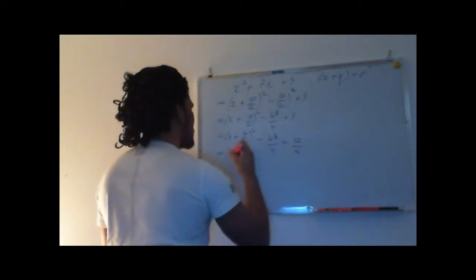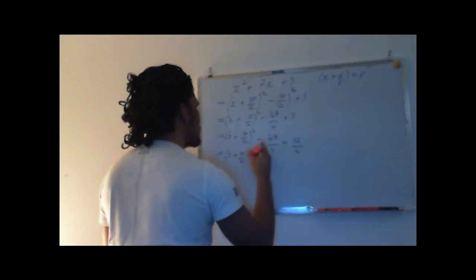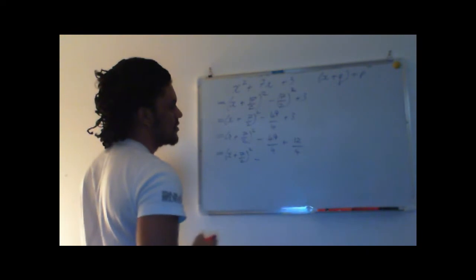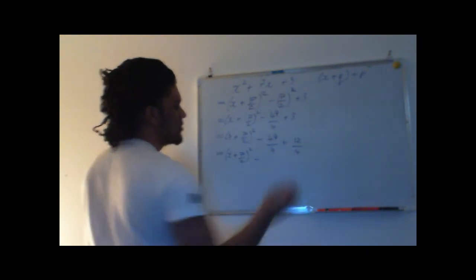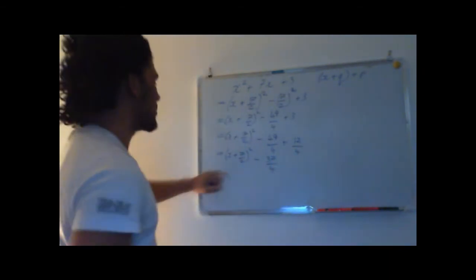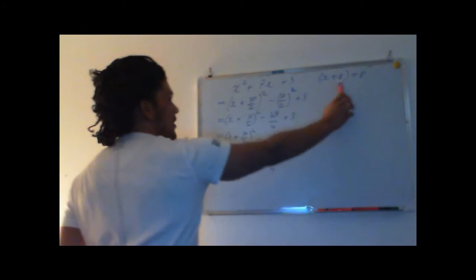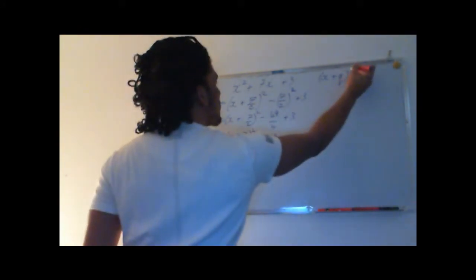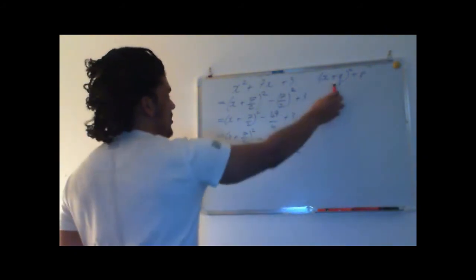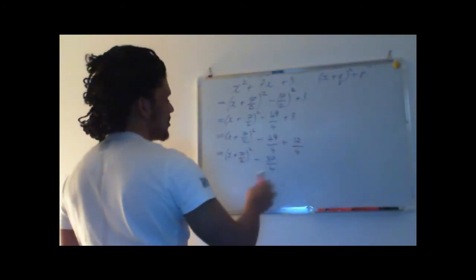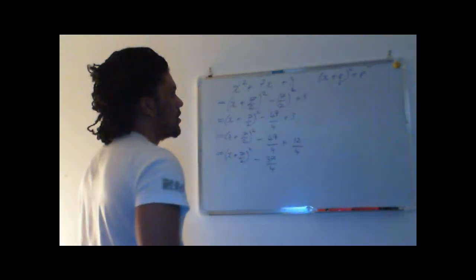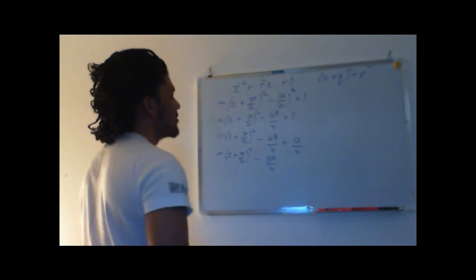Then add those two together, so it's going to be x plus 7 over 2 squared minus 49 plus 12, which is going to equal minus 37 over 4. So this is in the form x plus q all squared plus p. So q is going to equal 7 over 2 and p is going to equal minus 37 over 4. So that's complete the square.